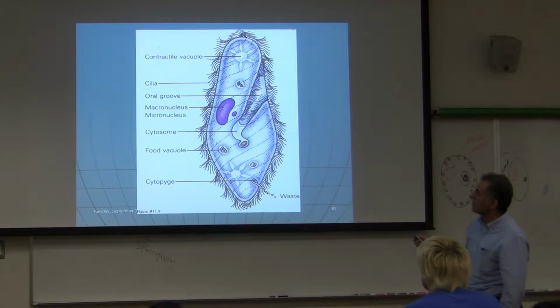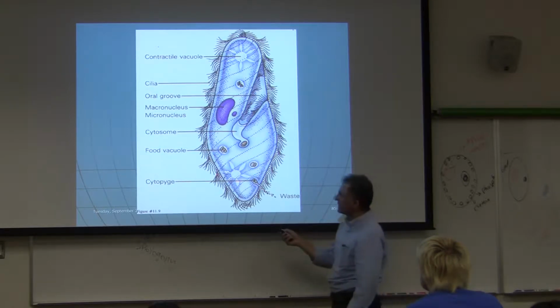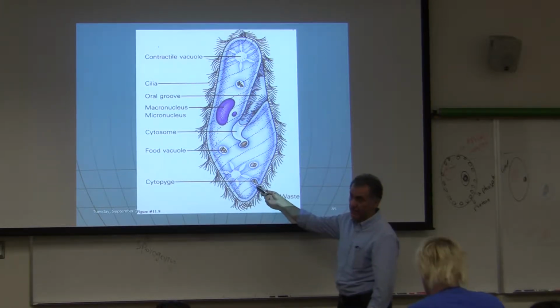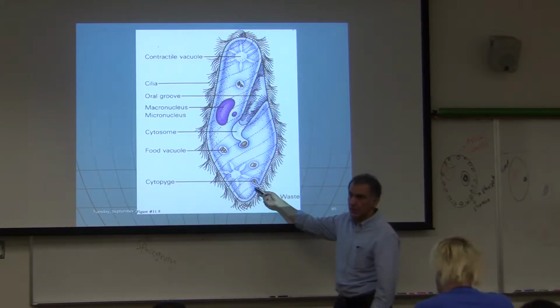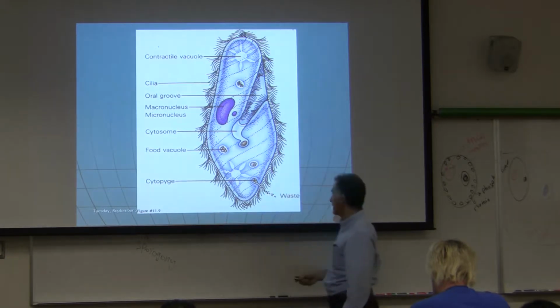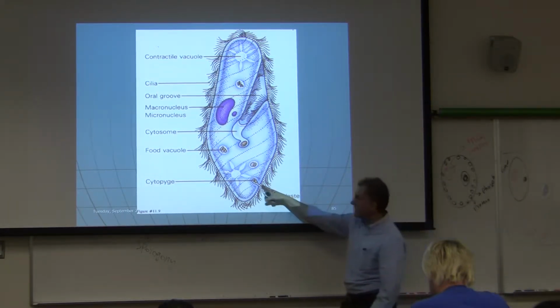So you have the oral groove right here, and at the end of the oral groove you have the cytostome, or cytopharynx, as some textbooks call it. Food vacuoles are formed, and the unwanted waste material gets out by the cytopage, another name for cytoproct. In the PowerPoints I gave you cytoproct. Here in this label, it's calling it cytopage.